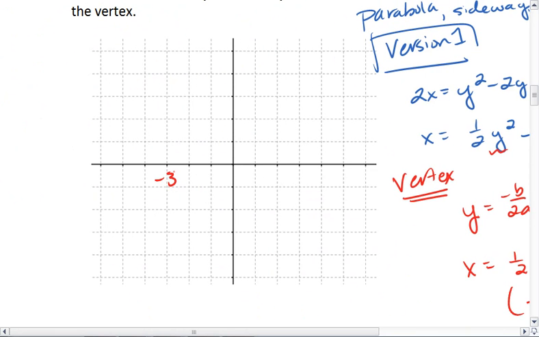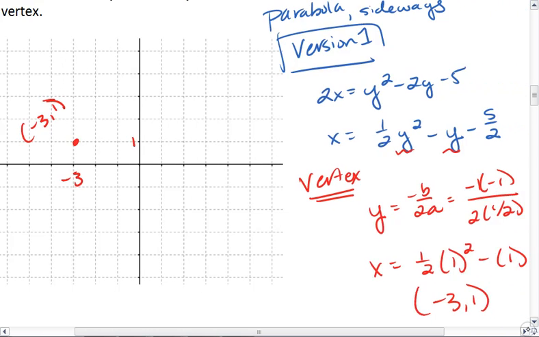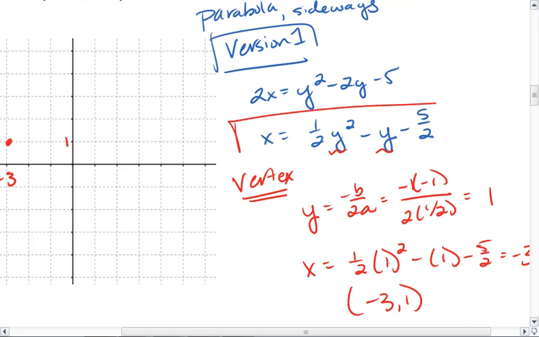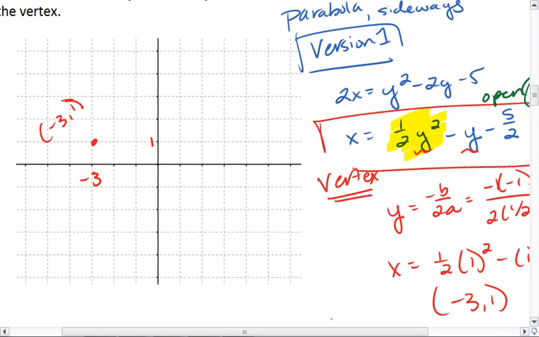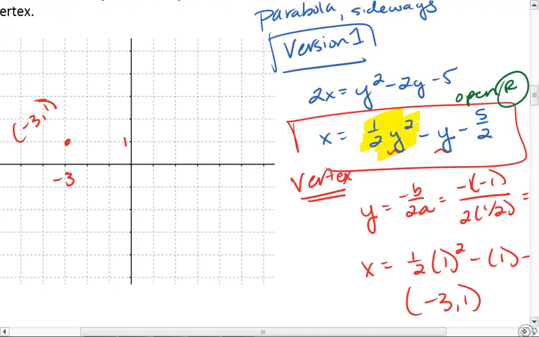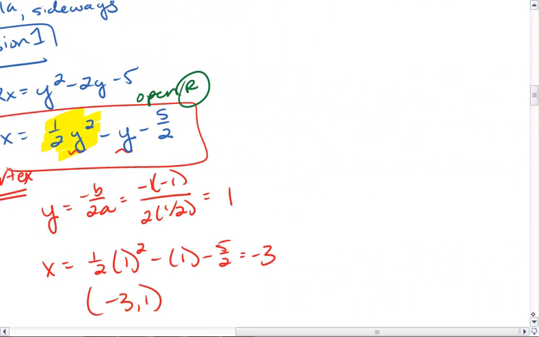So I come over to my graph, and I get a vertex at negative 3, 1. Furthermore, I can look back up at my equation here. Because my y squared term is positive, it means I'm going to open right. So I know that this parabola will open to the right. But just to be a little bit more precise, I'm going to plug in another value for y so we can plot another point.